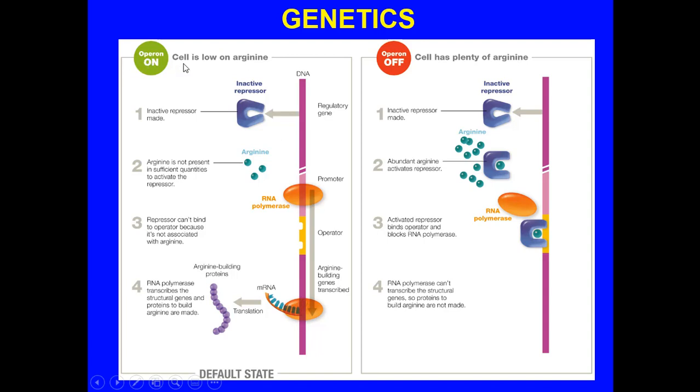This is if the operon is on. If the operon is off and the cell has plenty of arginine, the abundance of arginine is going to influence the repressor so that it binds to the operator. The RNA polymerase can't transcribe the structural genes, so proteins to build arginine are not made.